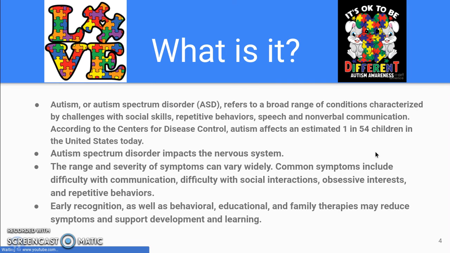Basically, autism is a condition characterized by challenges with social repetitive behaviors, speech, and nonverbal communication. Now, this is something I didn't know: autism disorder impacts the nervous system. I was always curious why my students flap their arms or do little quirks, but I found out with teaching and observing that the little quirks help them control their behaviors, which is interesting.